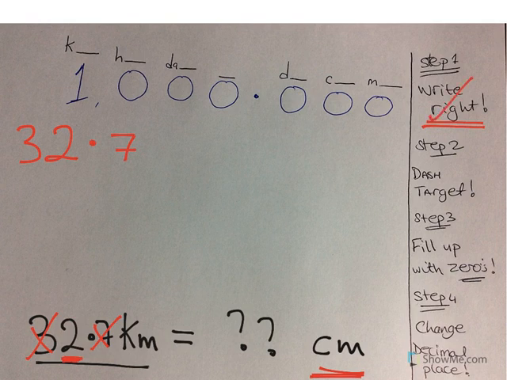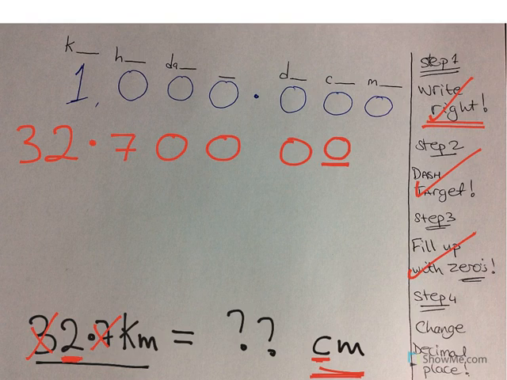So now step 2, put a dash under my target. I have a look at my question. My target is centimeters, so I'll put a dash under centi. That tells me when to stop. Step 2 done. Step 3, fill up the gaps with zeros. 1, 2, 3, 4 zeros. And step 4, change the decimal place. So I know my decimal place goes to the right of the dash. So I'll put my new decimal there, and then all I have to do is erase the other one.